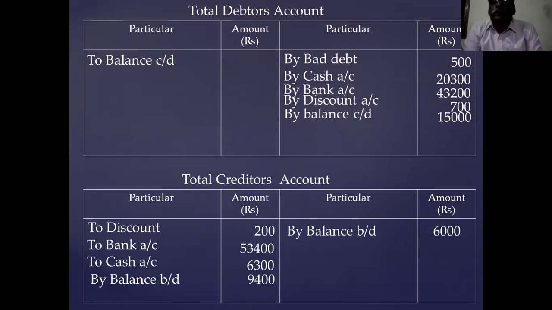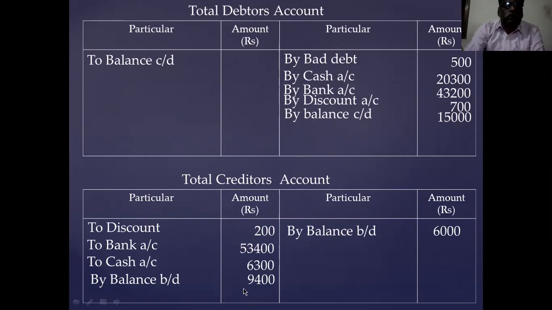So this is the first set of accounts. First I prepared the statement here. Second I prepared cash account and bank account. Thirdly, I prepared total debtors and total creditors without closing the accounts. Then we have to find out the difference.